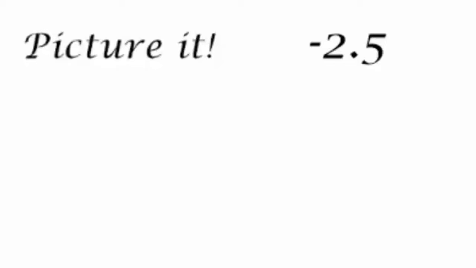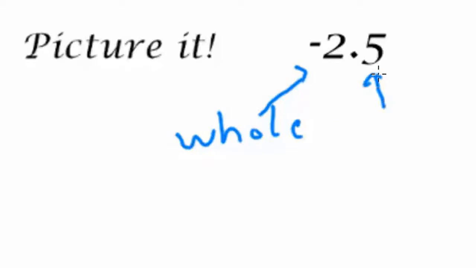If I take a look at 2.5, the 2 represents the whole part of the number, 2 whole parts, and the 5 represents the fractional part, the 0.5. And we'll continue to discuss what that fractional part means when I think about 2.5.